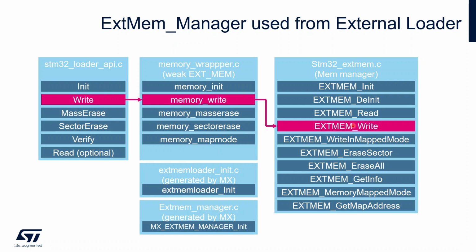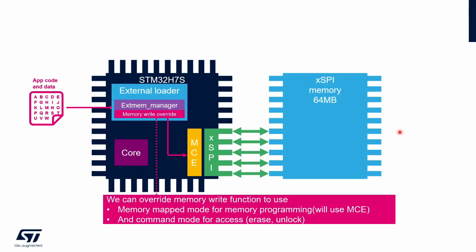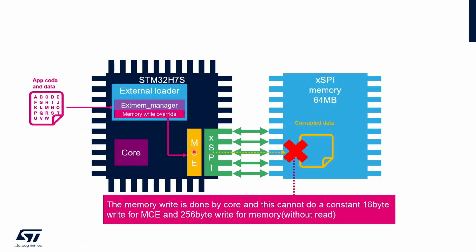But we have the solution. We can override this step, and instead of this memory write, we can use the write in memory map mode, which will effectively help us to use the MCE unit. So we will override it, and then it will allow us to use the MCE. It can look like it will then work as we expected, but unfortunately there is something even more tricky. The one part is the MCE, which for the write, and because for the encryption you need to have a block of the data, so the MCE itself requires a 16-byte burst of the data.